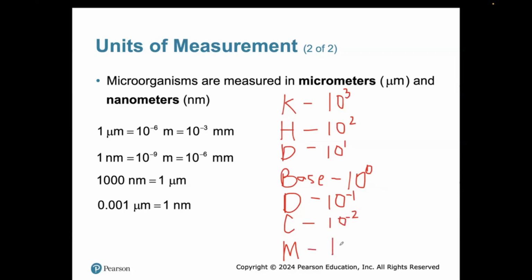And then your milli is going to be 10 to the negative 3. All right. And so these values are all lowercase. So kilos, all these letters are lowercase. I just wrote them in capital letters just for the sake of writing it out on this slide. And then you have micros.